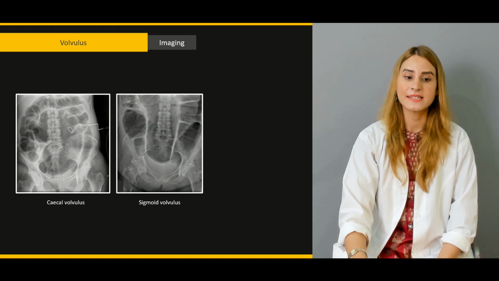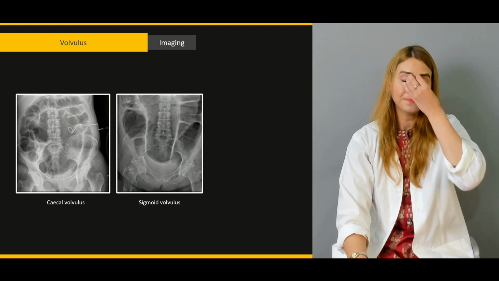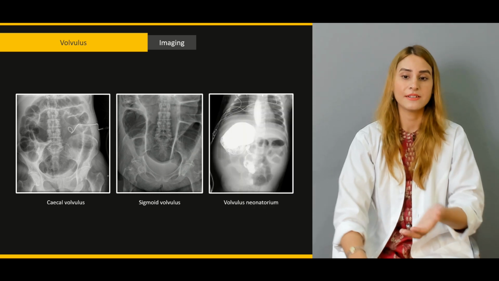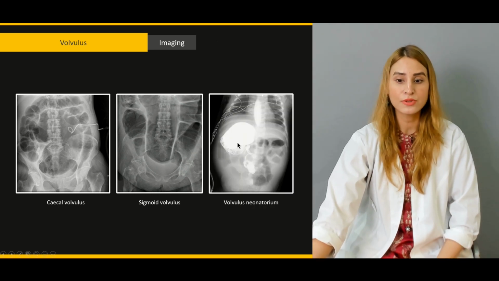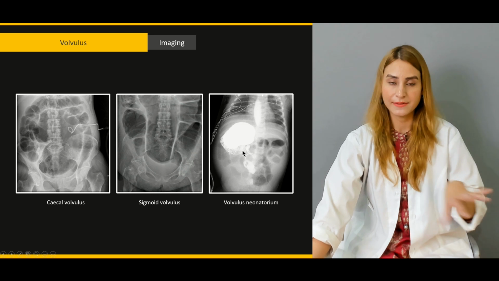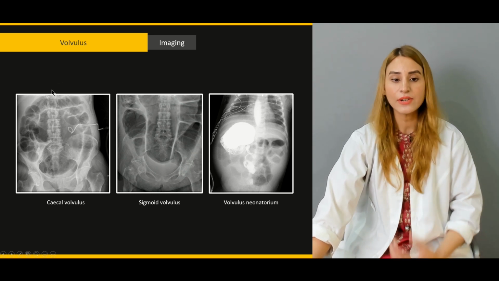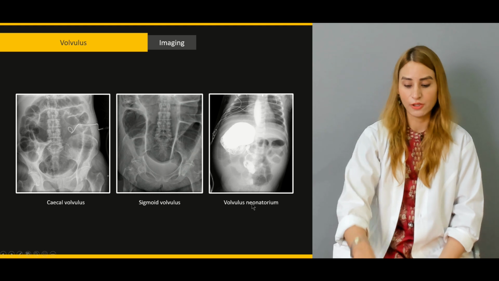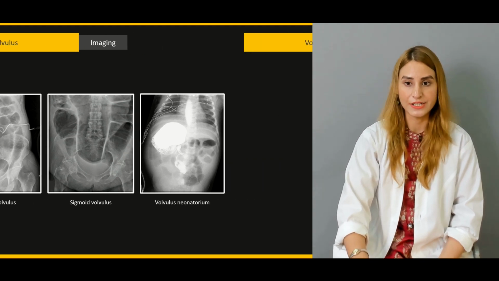The imaging modalities, again, the same: the cecal volvulus, the sigmoid volvulus, and the volvulus neonatorum. You can see here this is a malrotated gut, and these are basically the abdominal x-rays, a dilated portion of the cecum here. Here you can see this is the portion of the cecum, and this is dilated. And the sigmoid volvulus, this is the point of the sigmoid volvulus. And in case of the volvulus neonatorum, you can also see the malrotation of the gut.